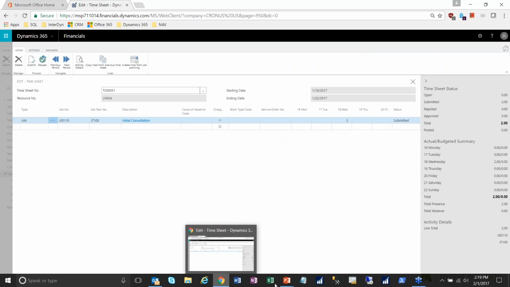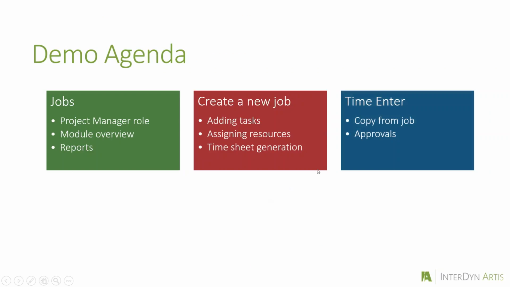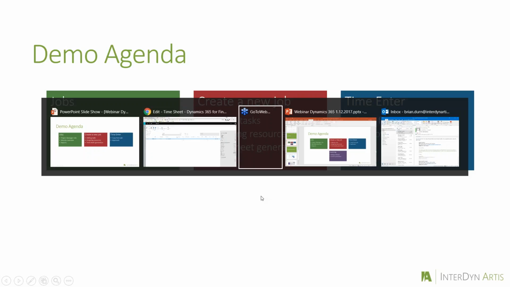So let's go back to the agenda and see where we are. All right, so we covered adding tasks and the timesheet generation. All right, so I got a little ahead of myself. We already copied the line from the job, and then we sent that off for approval. So let me show you how you can actually go in and approve that timesheet. Let me navigate back real quick.